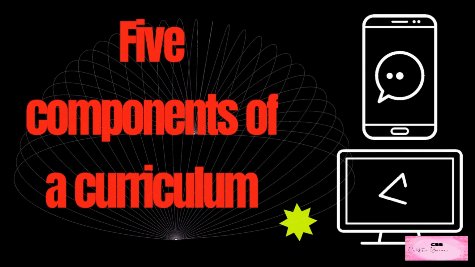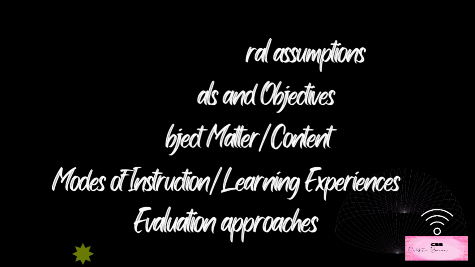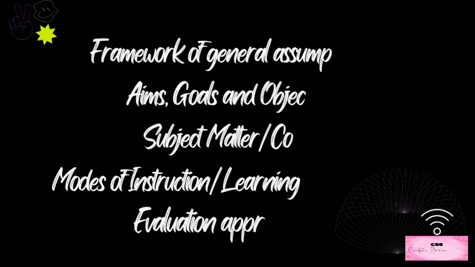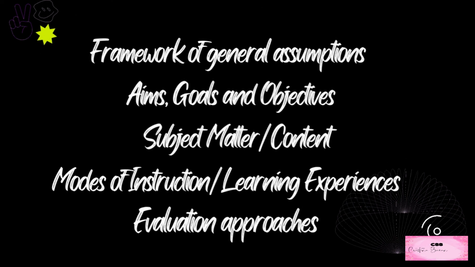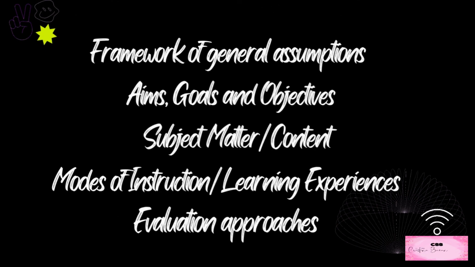There are 5 components of a curriculum. Framework of general assumptions in between learners and the society as to needs, motivation and interests, values, aptitudes and skills, demands and societal responsibilities. Aims, goals and objectives where schools are directed from. Subject matter or content with the selection, scope and sequence of learning areas. Modes of instruction or learning experiences, which include teaching methodologies, learning environments and instructional materials. Evaluation approaches, which include formative and summative assessments.